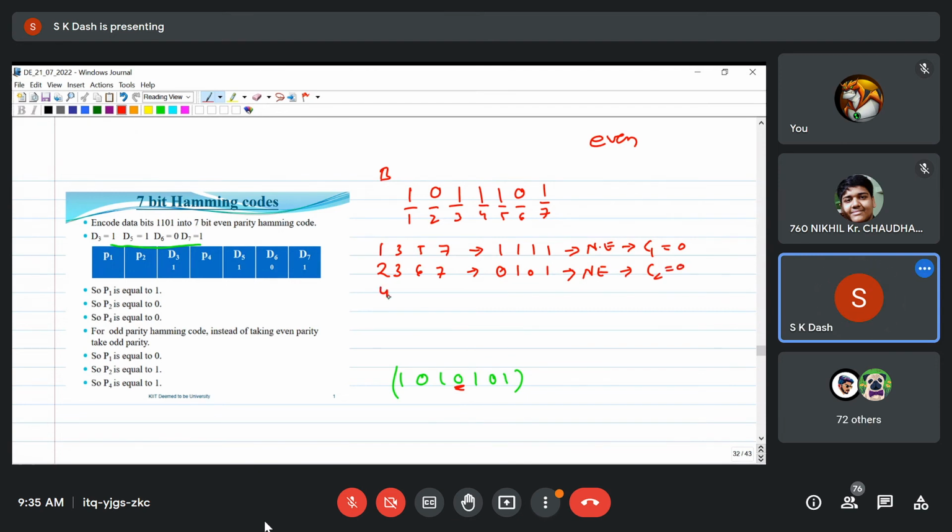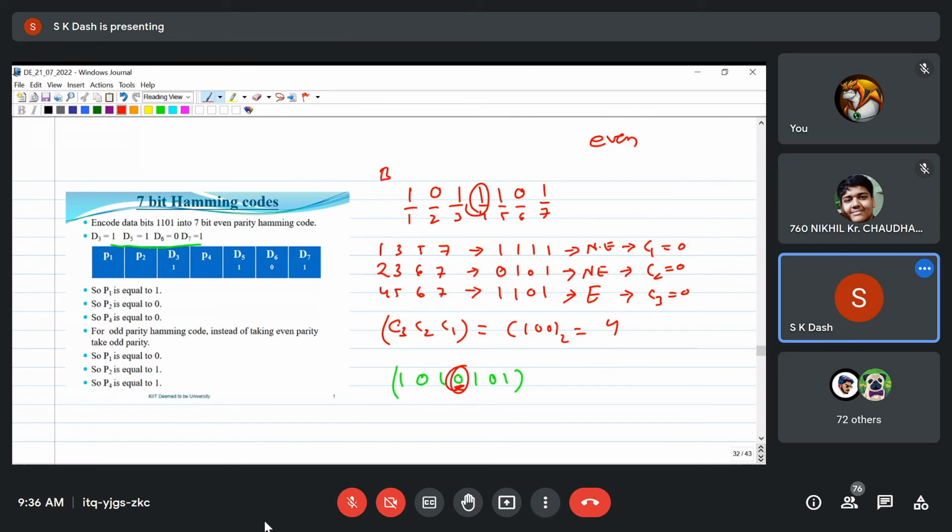Last, 4, 5, 6, 7: 1, 1, 0, 1. How many ones are there? 3, an odd number, so it contains an error. C3 should be 1. So C3, C2, C1 is equal to 100. If we convert it into decimal, it is 4. So error is there in the fourth position. It needs to be rectified.